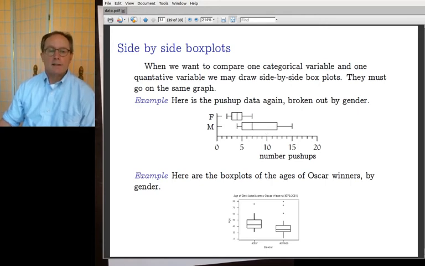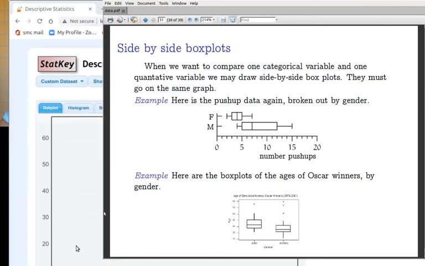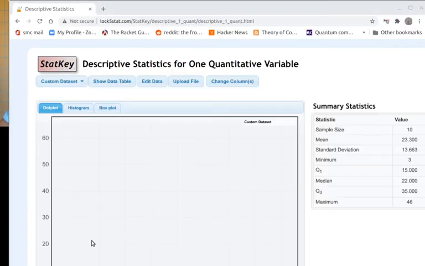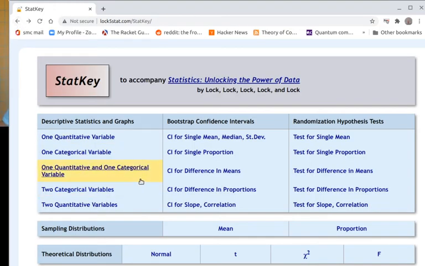Okay, so let's ask Stackey to draw that. There's Stackey. I got to get rid of this other stuff on the screen. And you remember that I'm in one quantitative variable, so I got to go back. If I can find my arrow, there we go, arrow, there it is. Too much stuff on my screen.